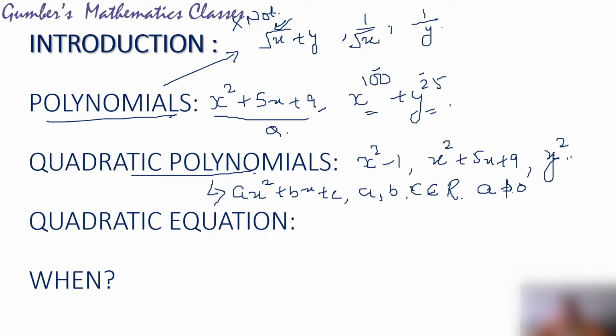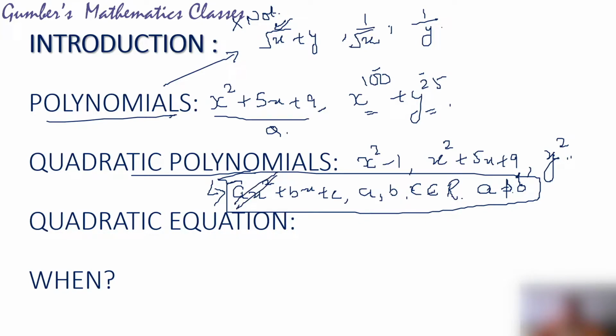What will happen if the coefficient of x square is equal to 0? Then it will become a linear polynomial, because if a is equal to 0 we will get bx plus c, and this is only x raised to the power 1. Therefore it would be a linear polynomial. But we want to talk about quadratic polynomial. It means a should not equal 0. Of the form ax square, b can be 0, no problem, c can be 0, no problem, but a should not equal 0 in the case of quadratic polynomials and equations.